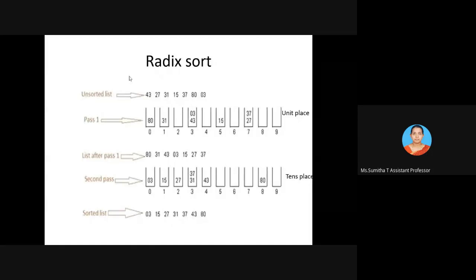Okay, in the case of radix sort, we have to find out the unit place first. In the case of pass one, that is the unit place.